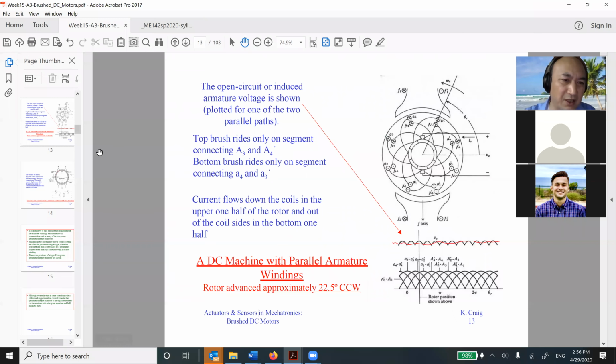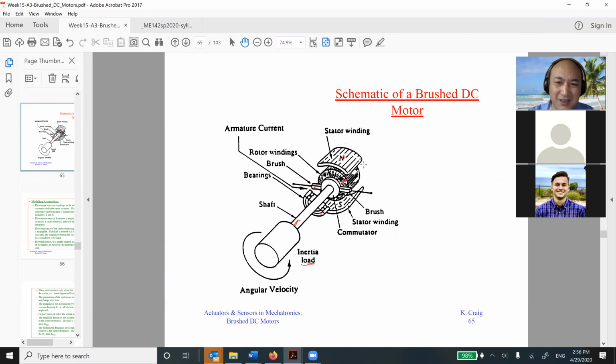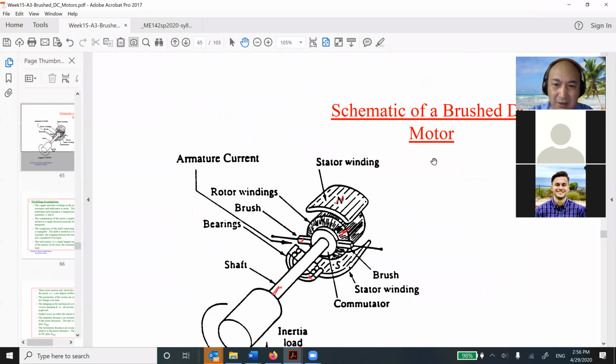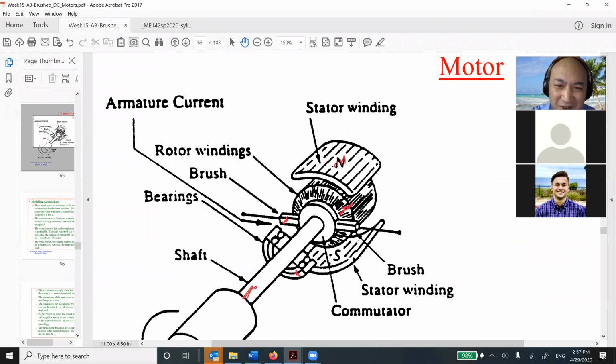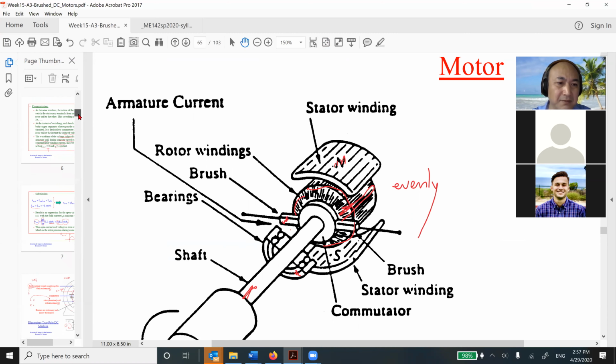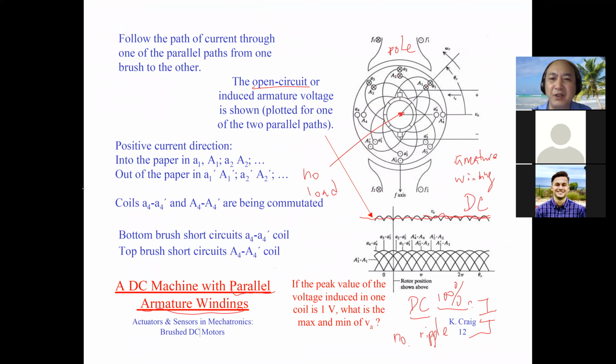So let me remind you one more time about this picture. Do you see this is the rotor? Do you see the windings? They are just windings one after another, distributed evenly. There are so many of these. Because of that, the ripple here is almost negligible.